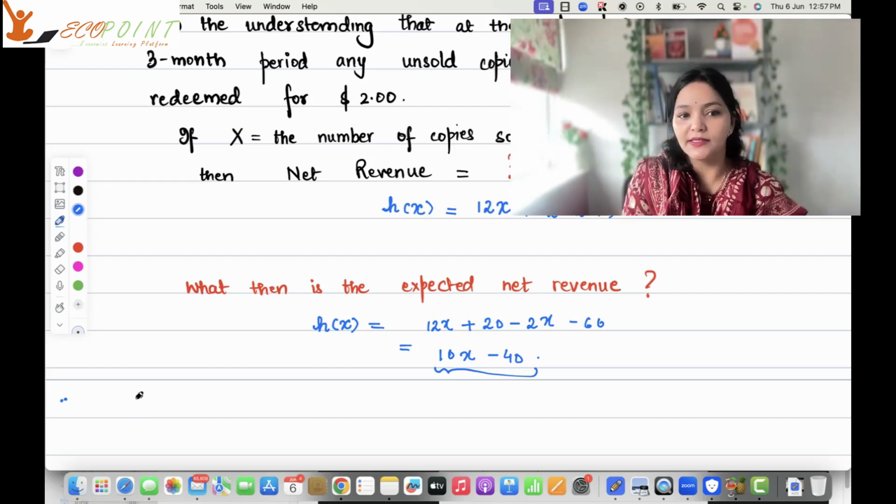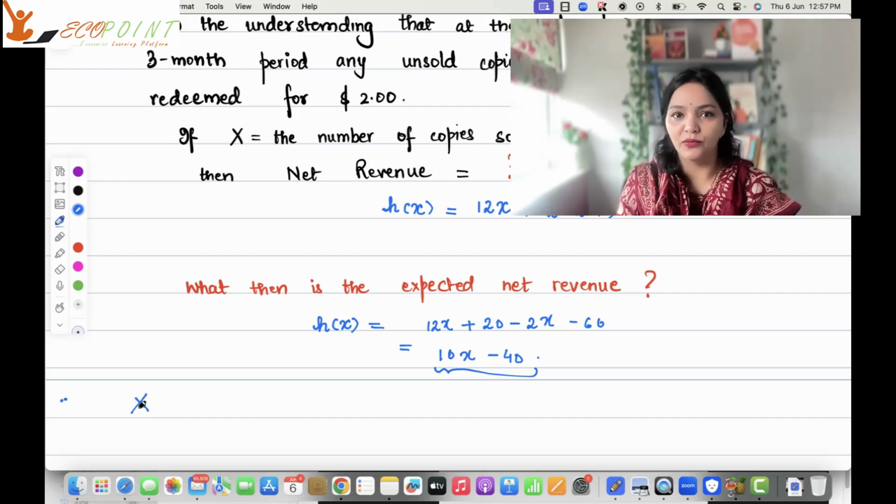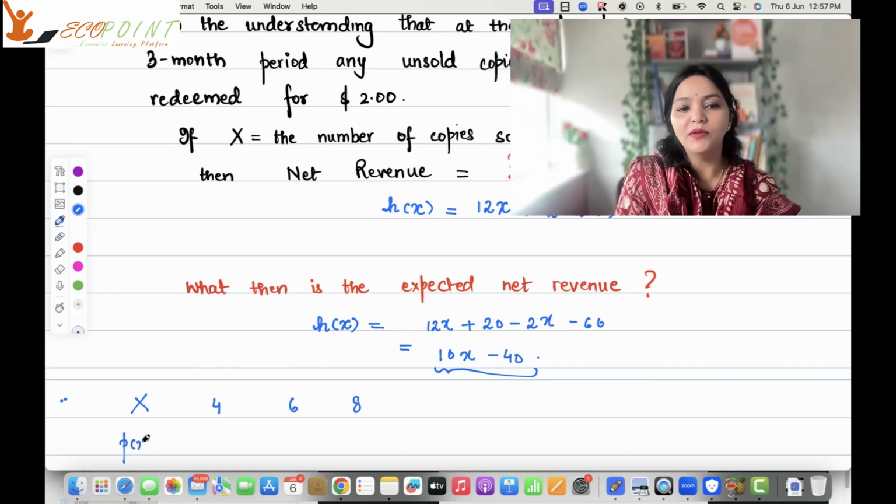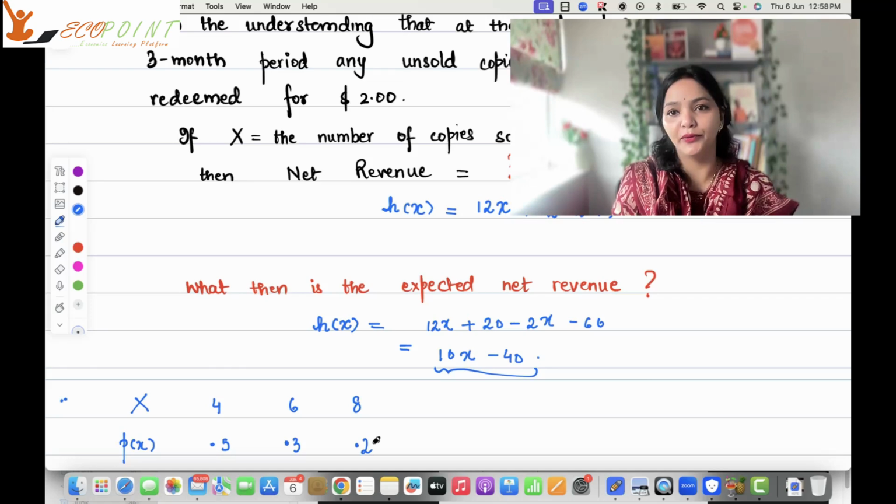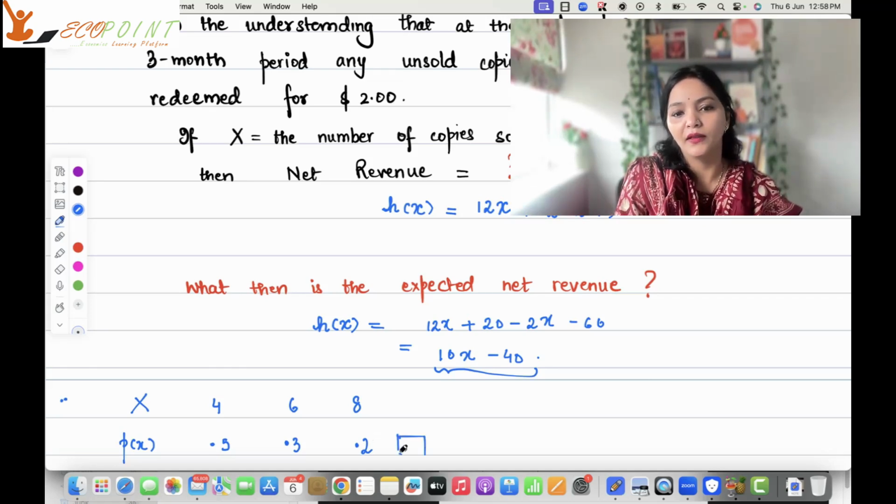So suppose x is taking the following values. Suppose x, which is the number of copies sold, starts with 4. It takes value 6. It takes value 8. And suppose the probability attached to the value that x is taking: with 4, it is 0.5. With 6, it is 0.3. With 8, it is 0.2. As you can see, the total is definitely 1.